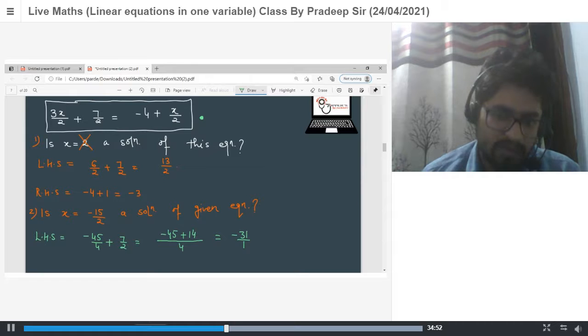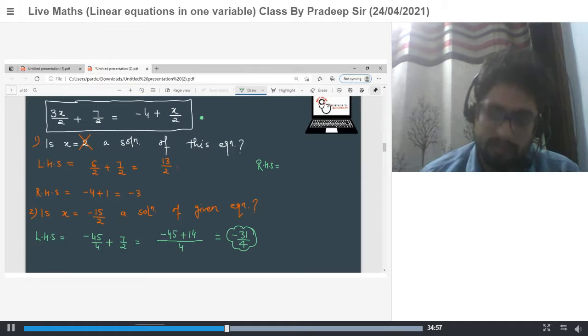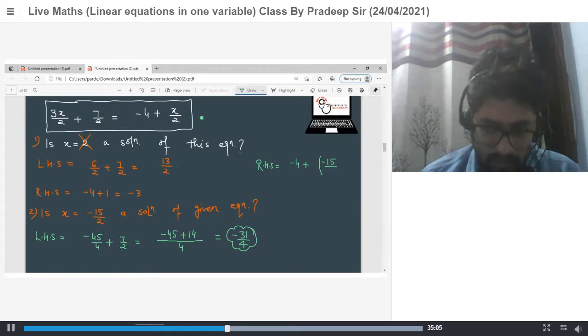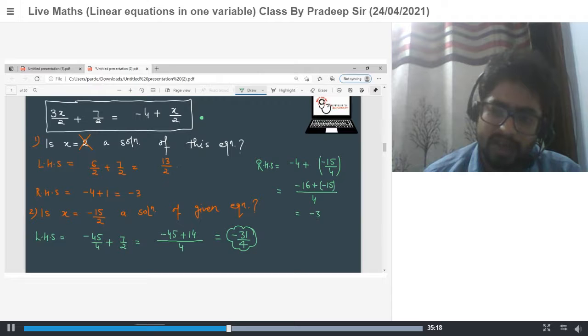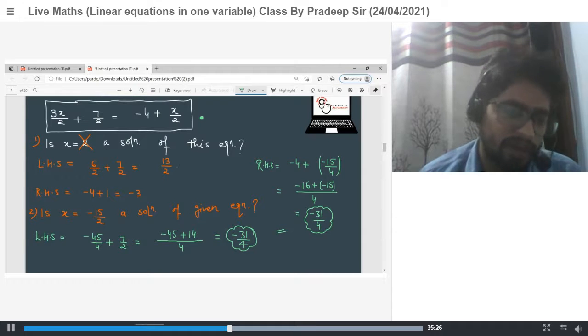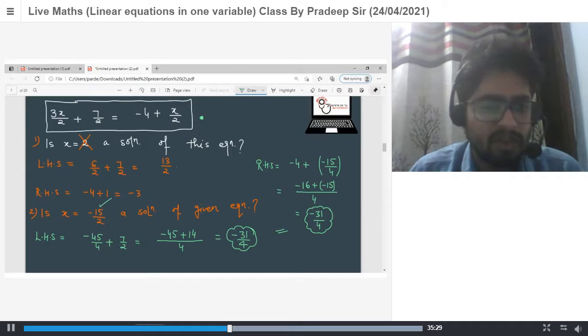Very good. And what is RHS? RHS is equal to minus 16 by 4 plus minus 15 by 4. Take LCM 4, and this becomes minus 16 plus minus 15, which is again equal to minus 31 by 4. So both LHS and RHS are equal. It means x is equal to minus 51 by 2 is the solution of the given linear equation.